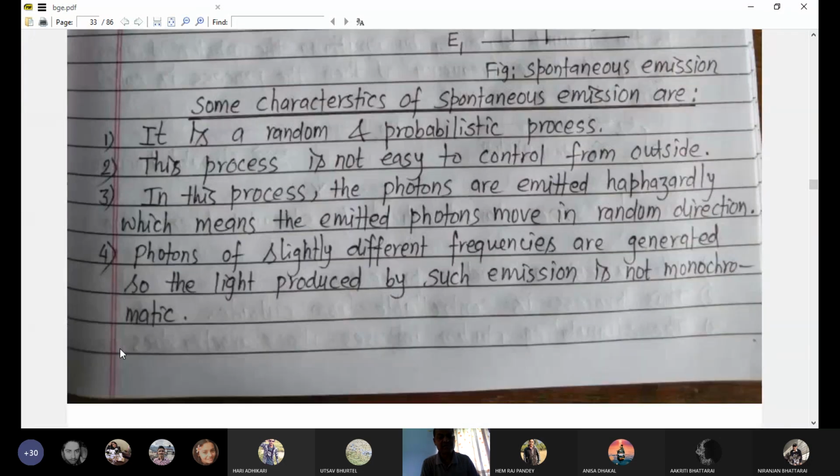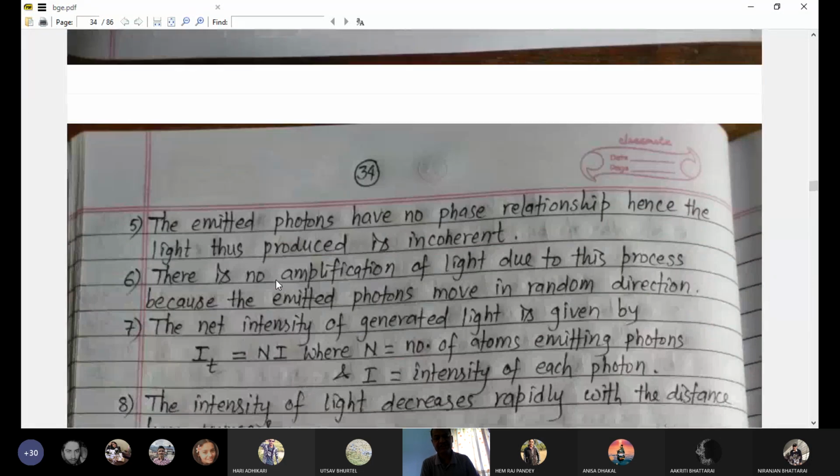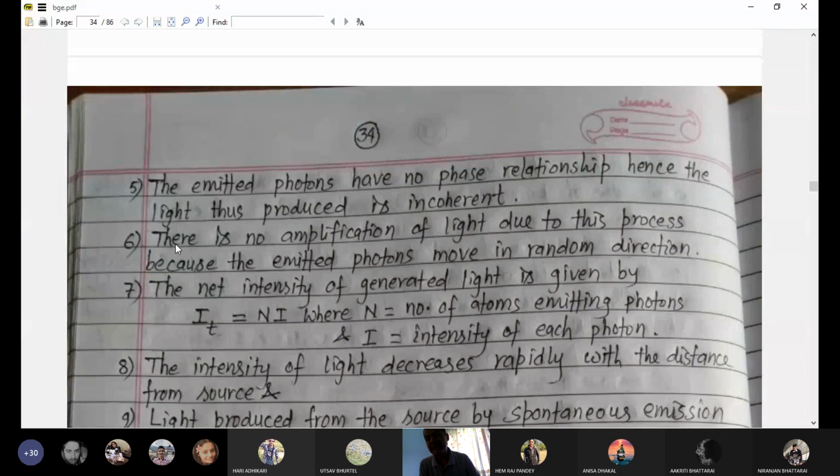And number 4, the photons of slightly different frequencies are generated. All photons do not have the same frequency. They have slightly different frequencies in case of spontaneous emission of radiation. And another is, the emitted photons have no phase relationship to each other. Hence the light thus produced is not coherent. That is, the light produced by spontaneous emission of radiation is incoherent light.